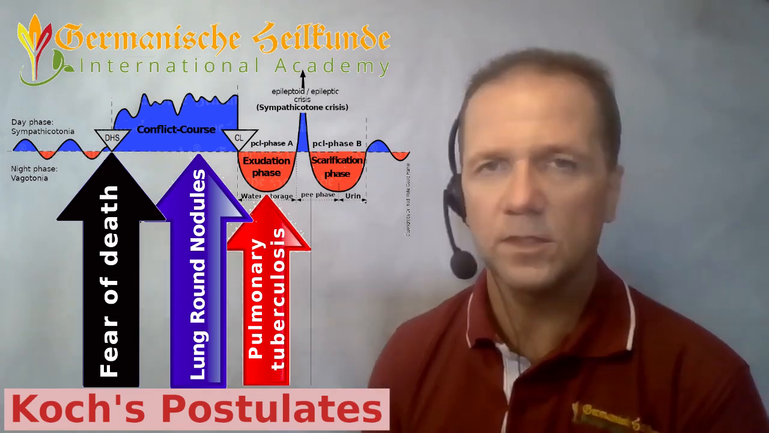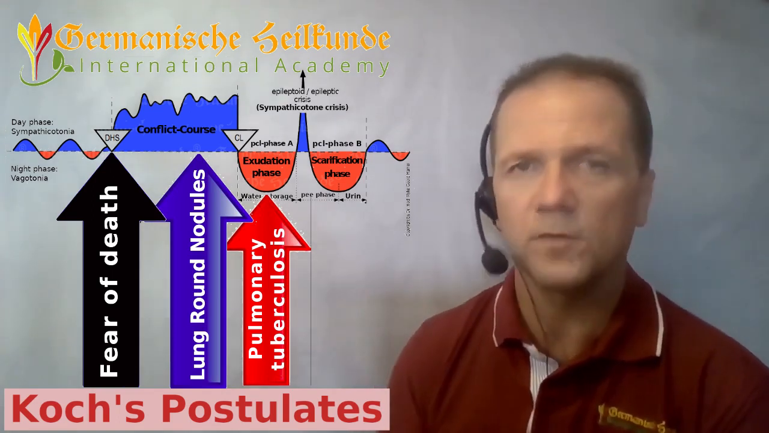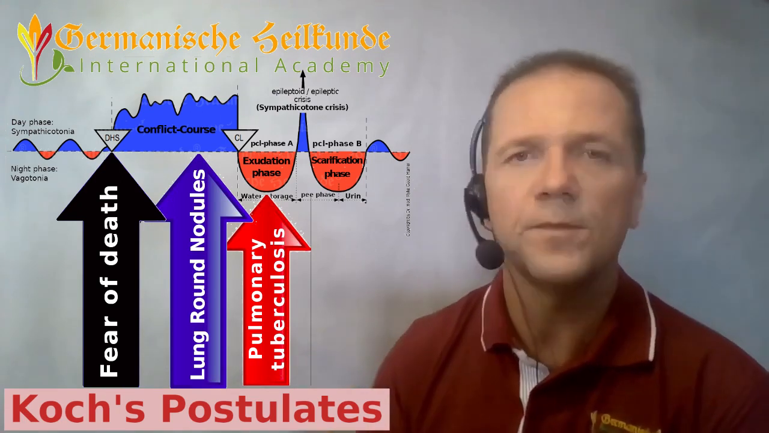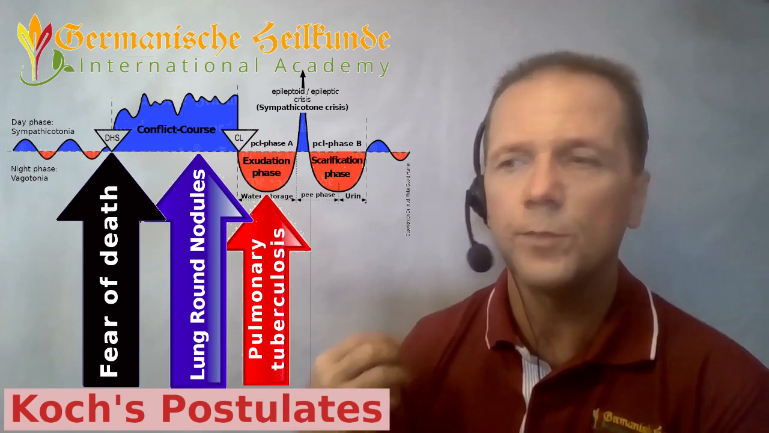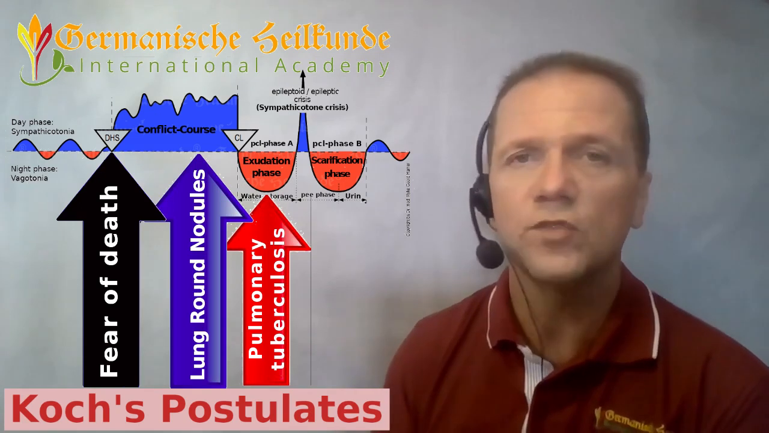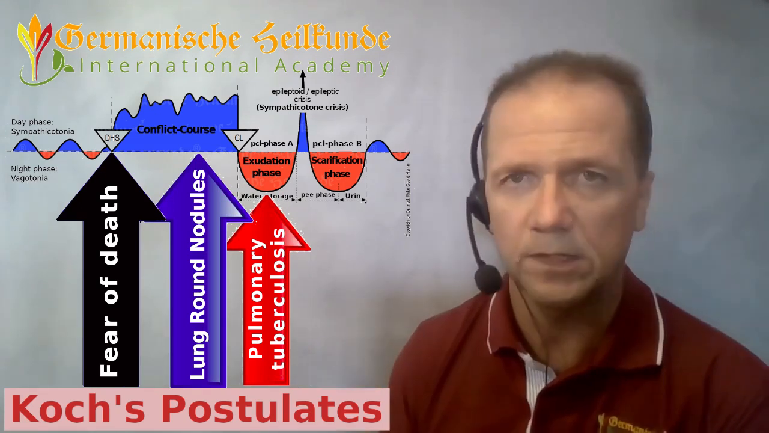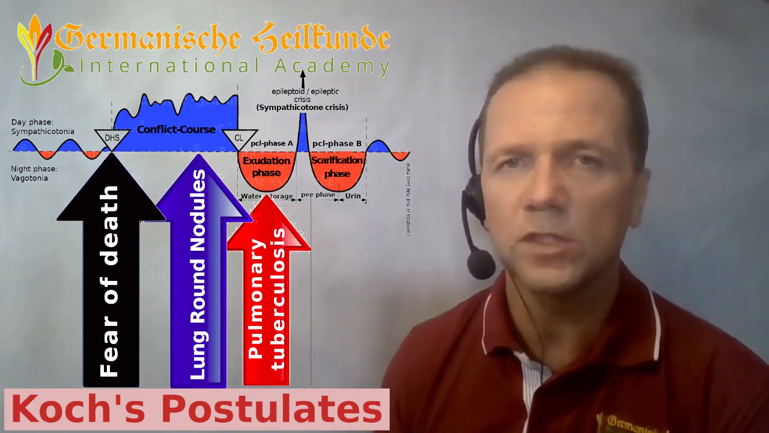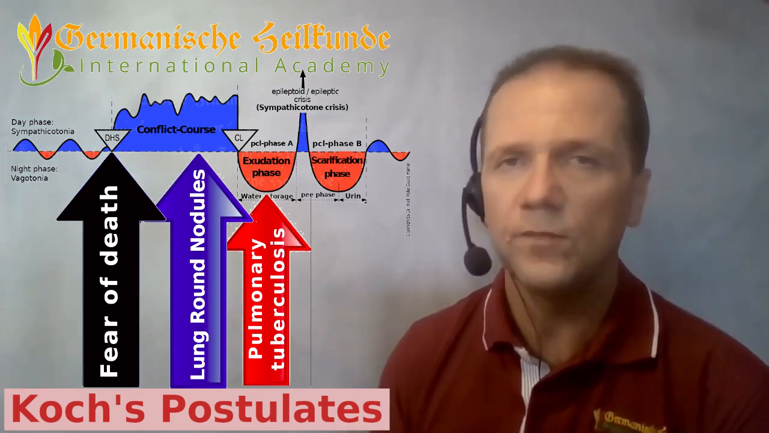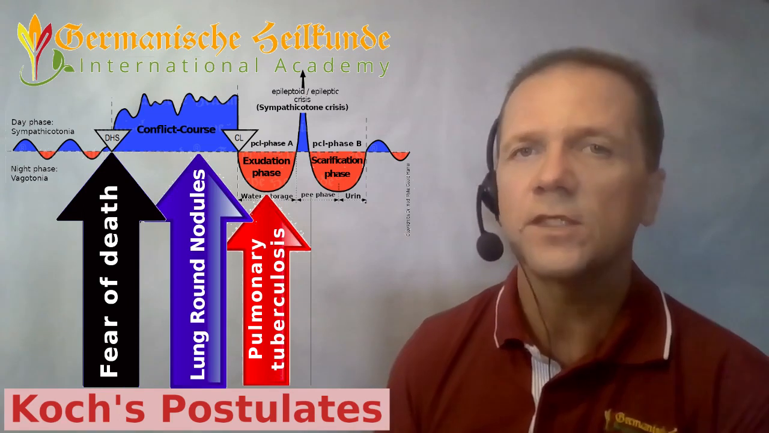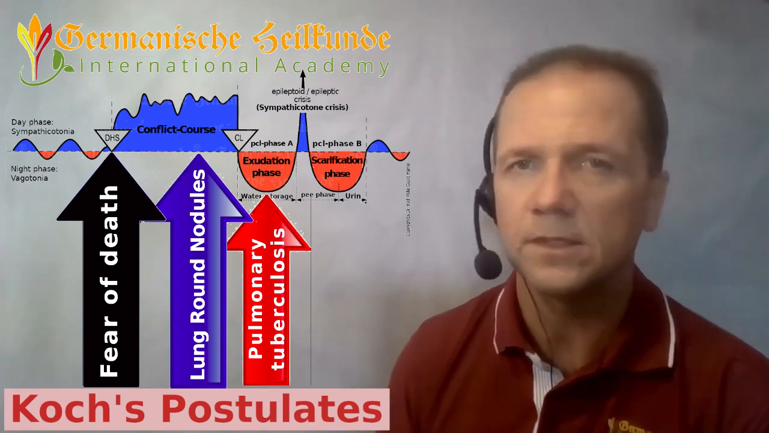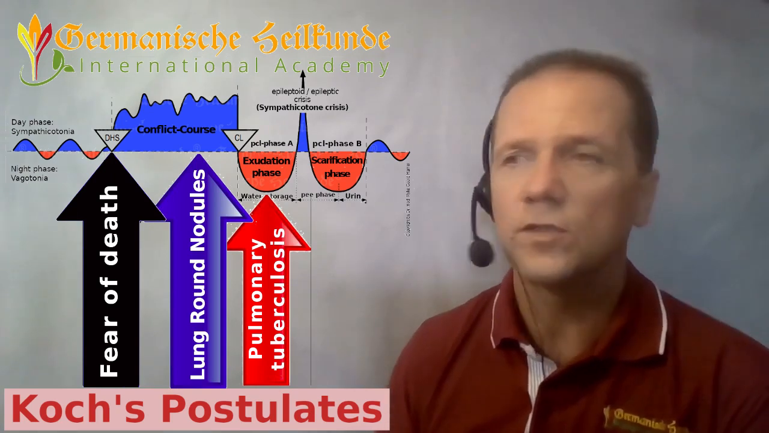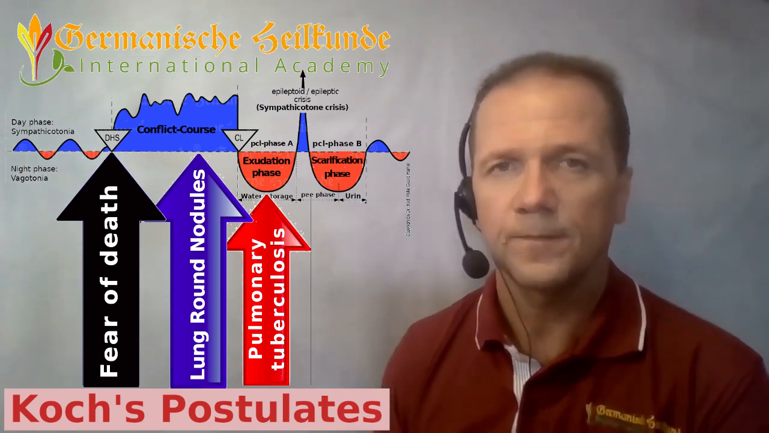If the conventional doctor were to take a mycobacterium from this pulmonary tuberculosis patient and implant it into a healthy person who does not have a pulmonary nodule in the healing phase, this would not trigger pulmonary tuberculosis in this healthy person. Period. With this sensible biological special program of the lung alveoli, conventional medicine diagnoses lung round nodule cancer in the conflict-active phase. And in the healing phase, they diagnose pulmonary tuberculosis.